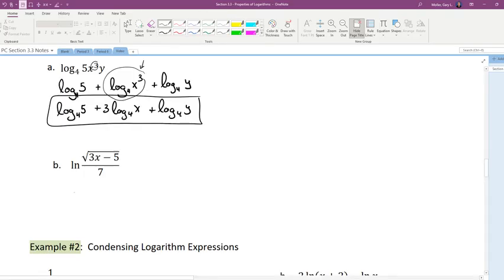Okay, in this problem, it looks to me like we have a division. So I'm going to do this in 2 stages, I think. The natural log of the numerator minus the natural log of the denominator. All right. Next, notice that we could just rewrite this if we wanted to. We can raise it to the 1/2 power because that's what a square root is. So I can bring that 1/2 down in front.